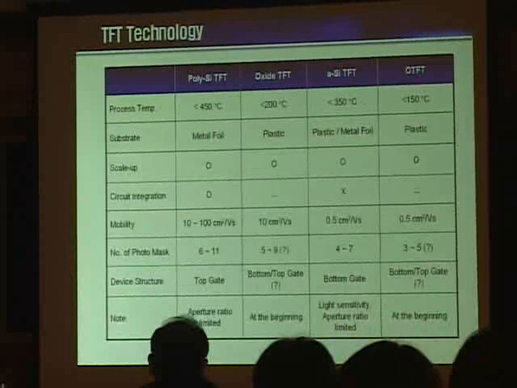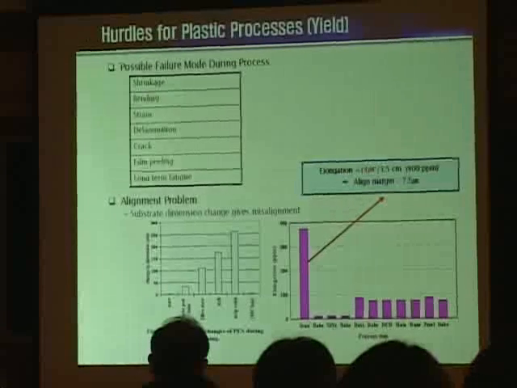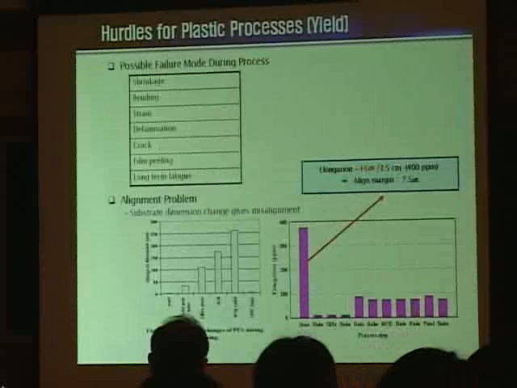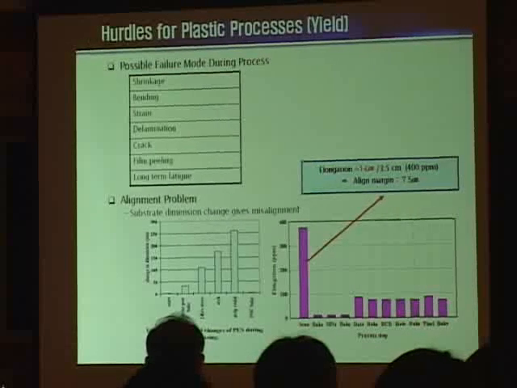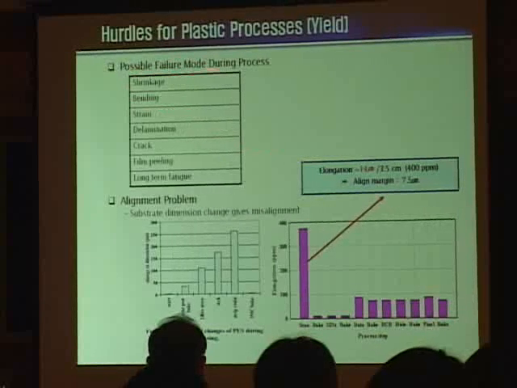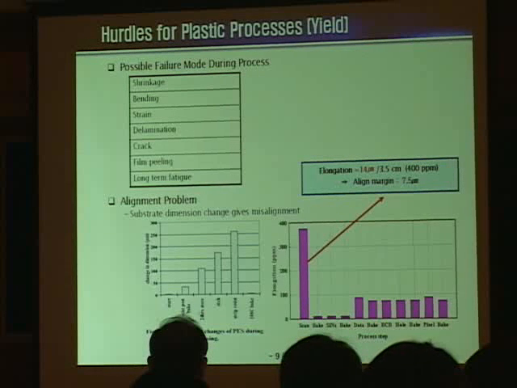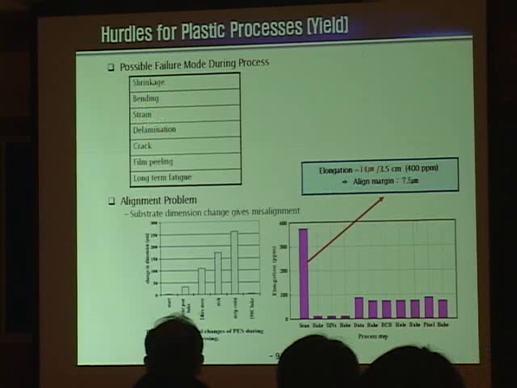But next slide, please. If you make the OTFT device by using lots of photolithography methods, there are too many failure modes during the multiple procedures of stacking. For example, there are shrinkage and bending, strain and delamination and crack, film peeling, and long-term fatigue.